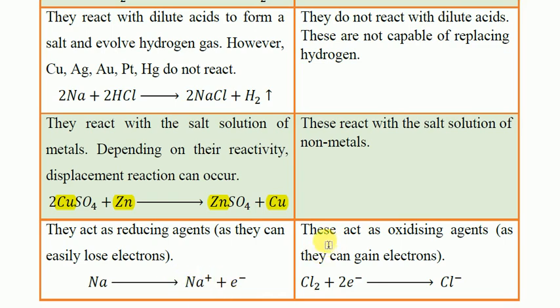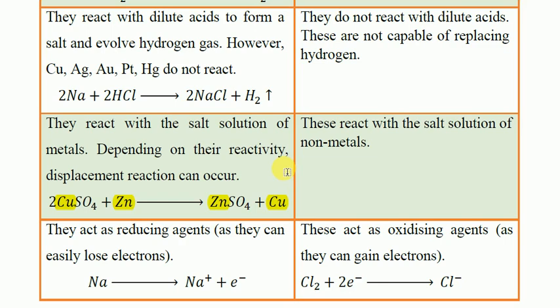Non-metals act as oxidizing agents. An oxidizing agent undergoes reduction, and reduction is nothing but gaining of electrons. When a chlorine atom gains one electron, it forms Cl minus. So based on this, I can get a clear idea of the chemical properties of metals and non-metals.